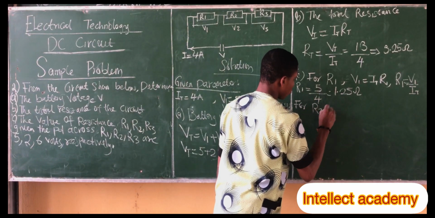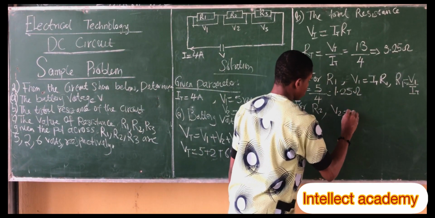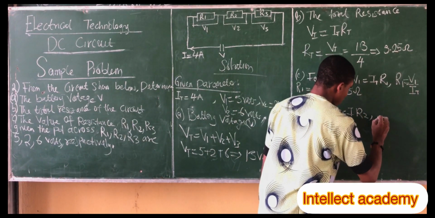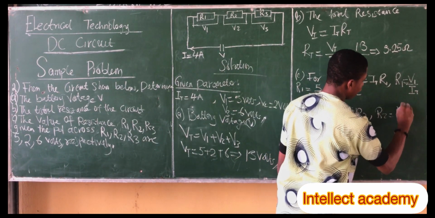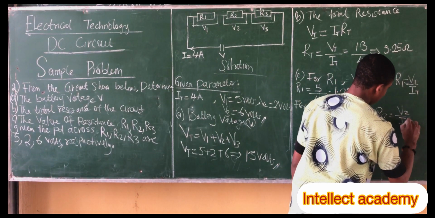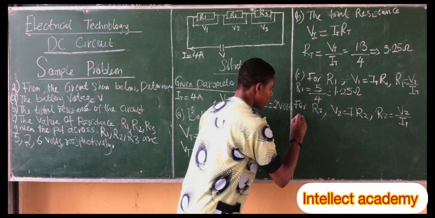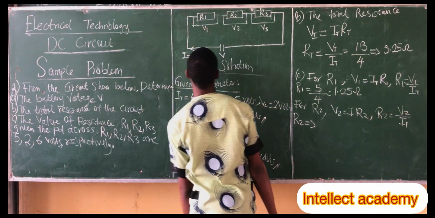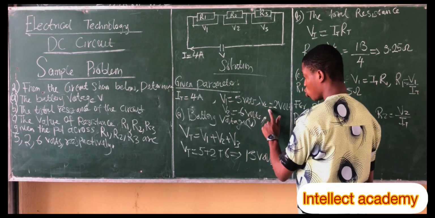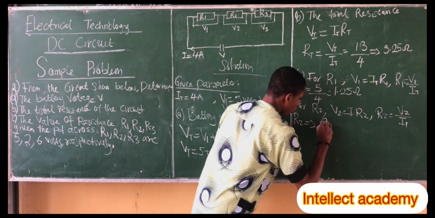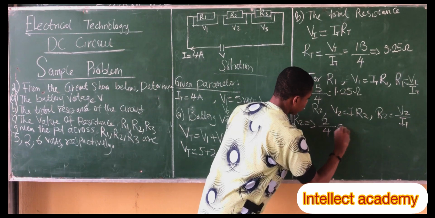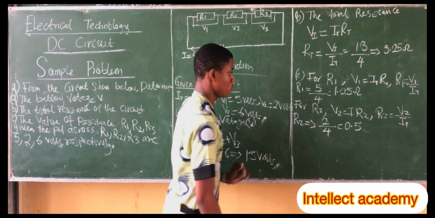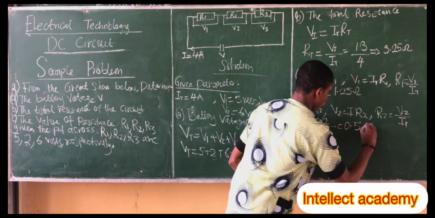So now for R2. For R2, we have that V2 is equal to I total multiplied by R2. When we make R2 the subject of the formula, we have R2 is equal to V2 over I total. When we do that, we have V2 to be 2. So we have 2 over 4, which is 0.5 or 1 over 2. So we have 0.5 ohms.